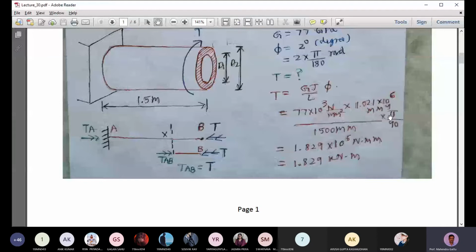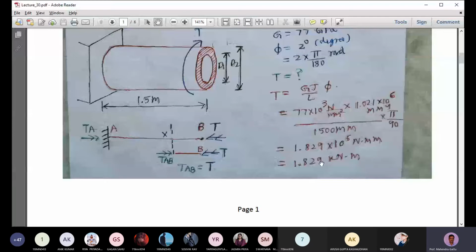And phi is expressed in radians, so we have pi by 90, and the length 1.5 meters we express in millimeters, 1500 millimeters. So we are getting the answer in Newton millimeter, and 10 power 6 Newton millimeter is 1 kilonewton meter. That is, 10 power 3 Newton into 10 power 3 millimeter, so kilonewton meter.